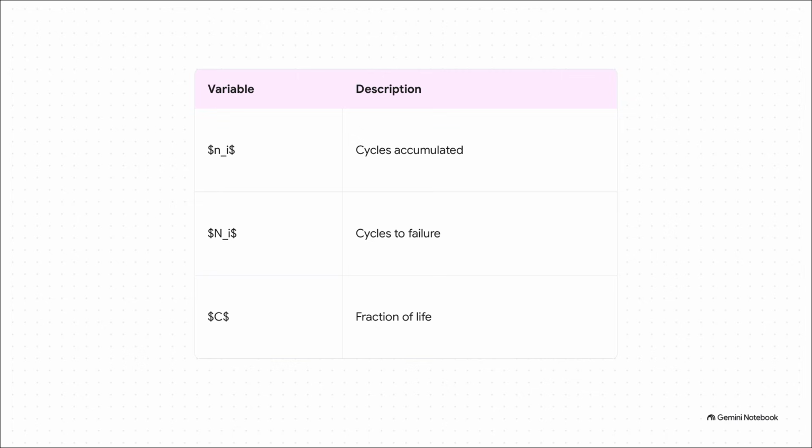Enter Miner's rule. Engineers use it to mathematically sum up the fractions of a component's structural life that get consumed over time. You just take the number of cycles the part actually experienced at a certain stress and divide it by the total number of cycles it could survive at that stress. Add them all together for every stress level into a variable we call C. And when C hits 1, 100% of the fatigue life has been consumed, and failure is basically guaranteed.